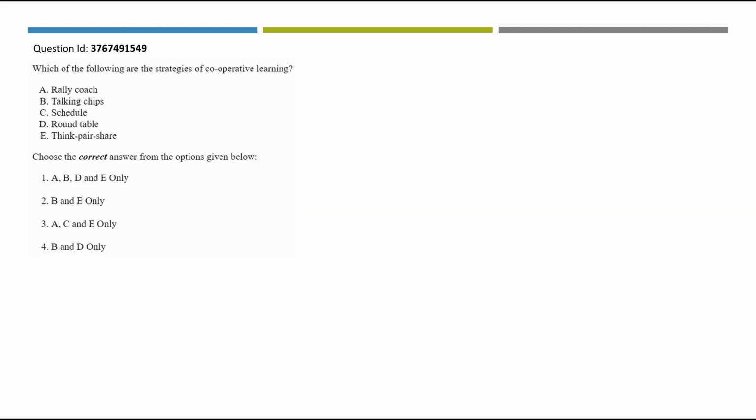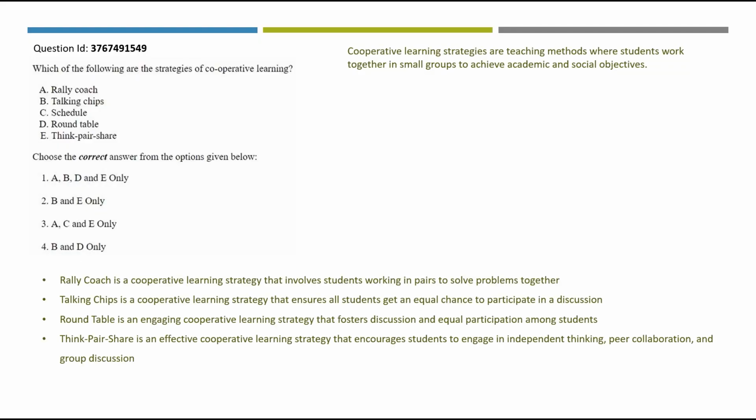Next question. Which of the following are the strategies of cooperative learning? Cooperative learning strategies are teaching methods where students work together in small groups to achieve academic and social objectives. Out of these 5 options, 4 options come under the strategies of cooperative learning. Rally Coach is a cooperative learning strategy that involves students working in pairs to solve problems together. So this is option A.